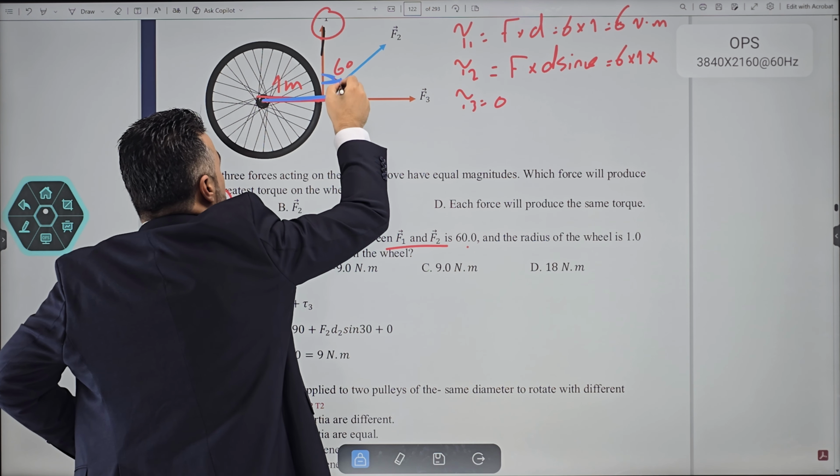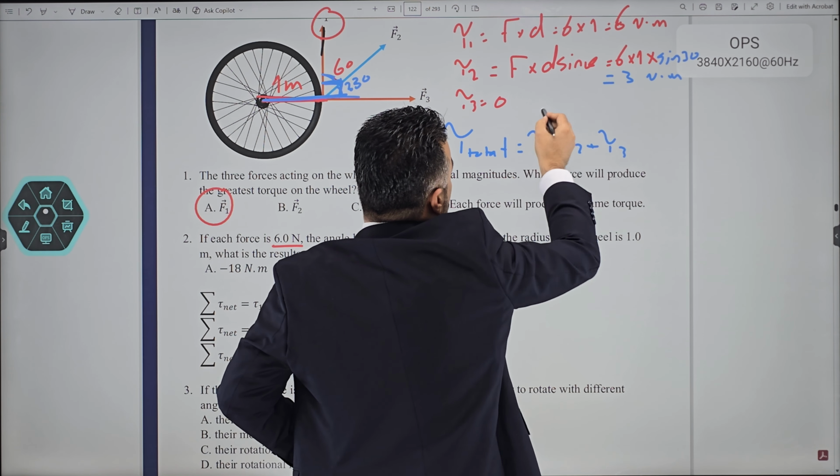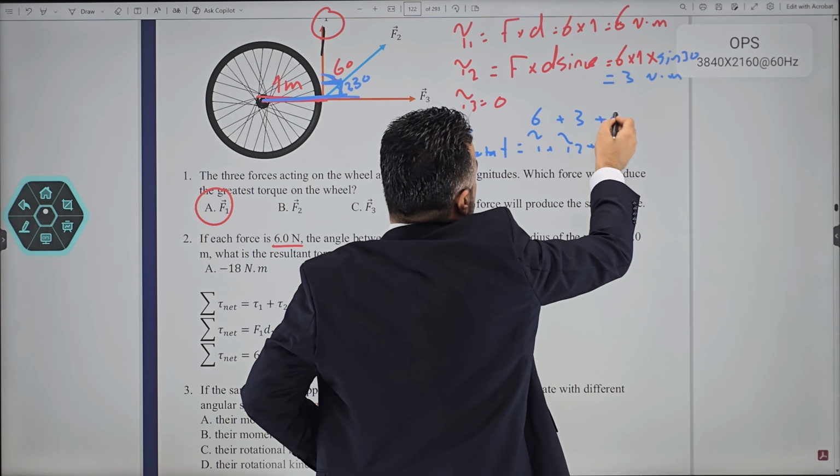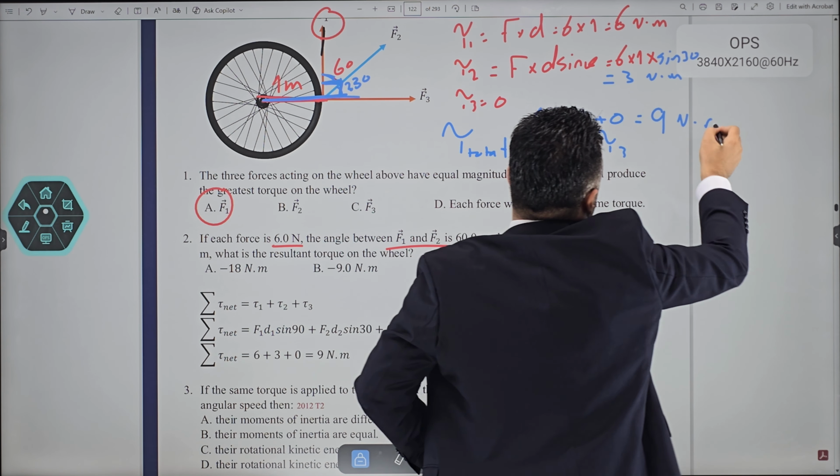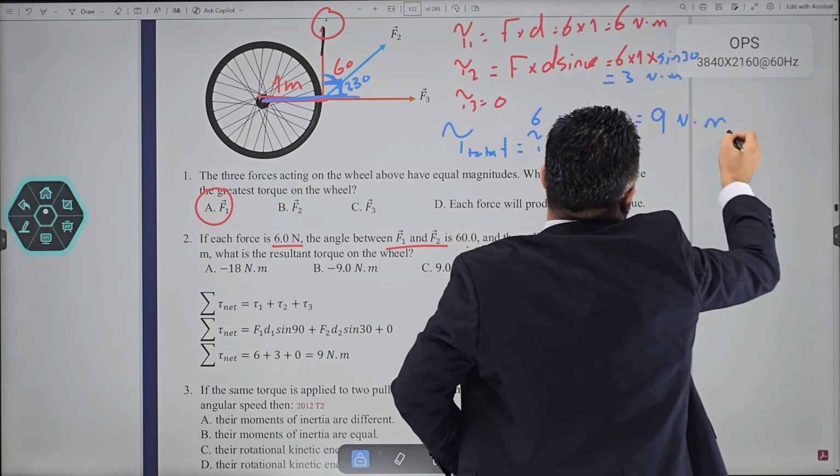So now what is the total? The total torque, you add them all together: torque 1 plus torque 2 plus torque 3. If I add them here, 6 plus 3 plus 0, that is 9 Newton meter. But which way? It is counterclockwise, or you can say positive, and this is positive here, so the answer is C. And this is the solution here.